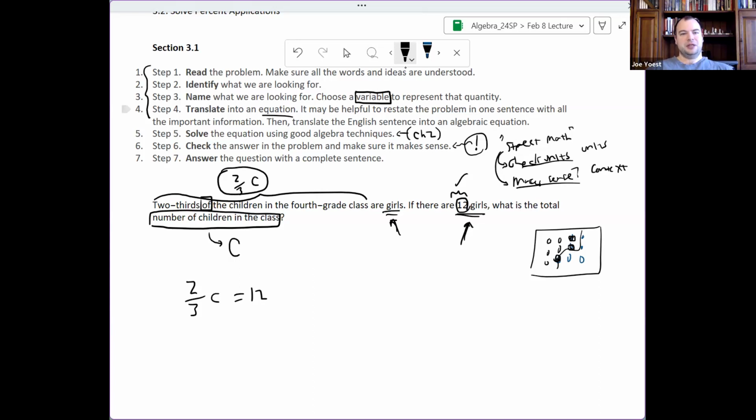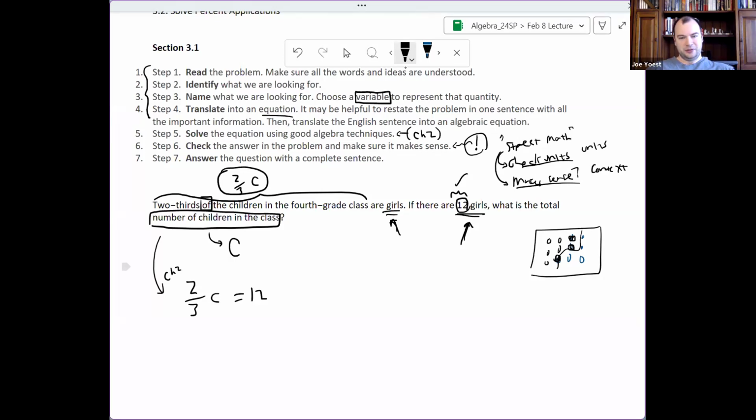And the good news is that after we get through steps 1 through 4, well, at this point, and this is something that we say a lot in math, we've reduced the problem to a previously known solution method. I just now have an equation in a variable that I want to solve. I learned how to do that in chapter 2.